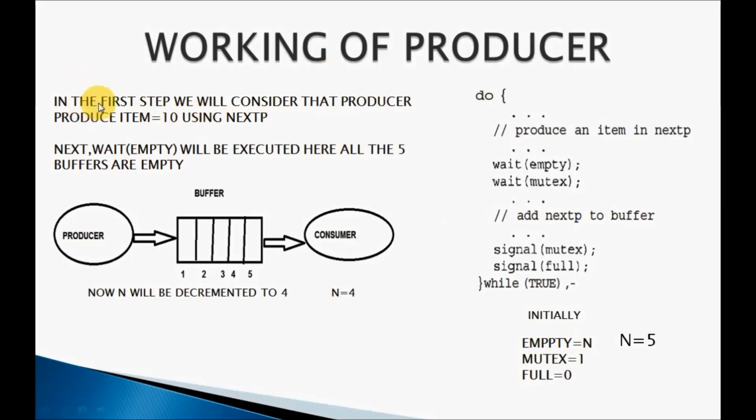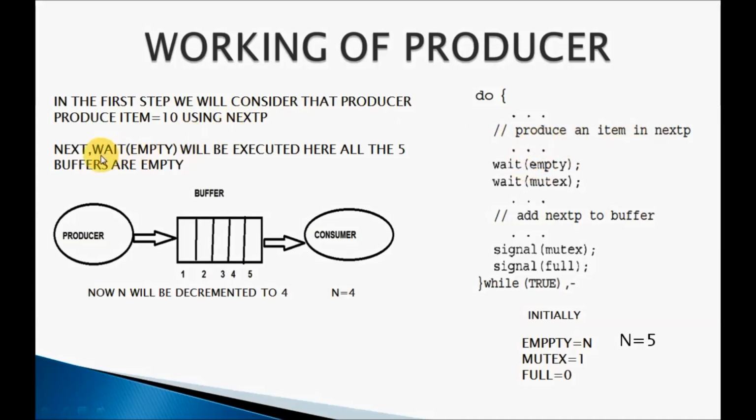In the first step, we will consider that the producer is going to produce an item 10. So here the producer is going to produce an item. What is that item? 10. And it's going to use a variable called next p. You can see the item that is produced will be there in the variable next p. So the item that is produced is 10. Now the item is produced. Remember that the item is only produced. It is not in the buffer yet. It is only produced.